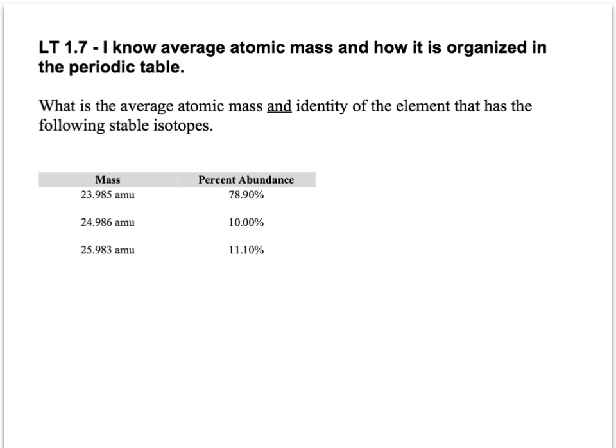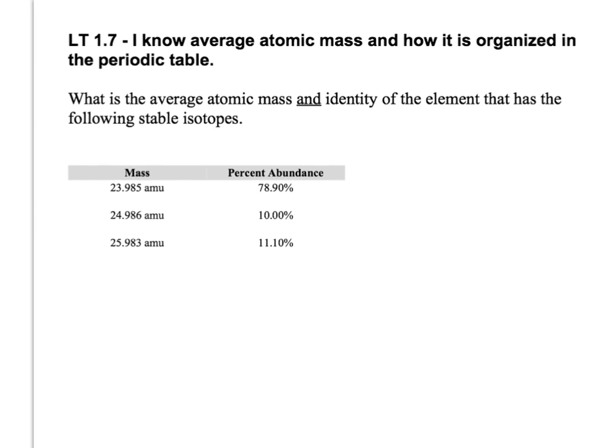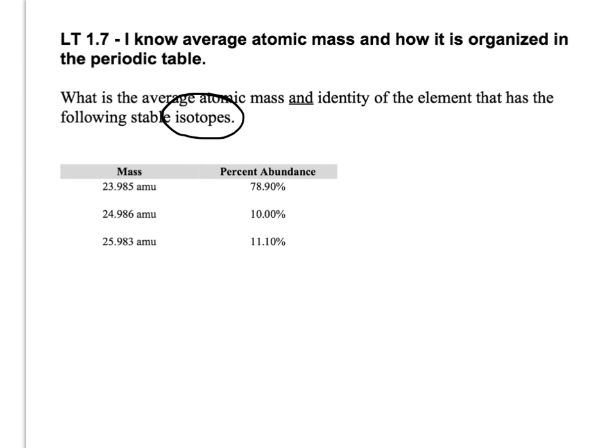So remember, isotopes are atoms that have different amounts of neutrons. Since they have a different amount of neutrons, they also have a different mass. So what we know is the percent abundance and the mass of 3 specific isotopes of a certain element. We don't know the element. We're asked to identify the element and its average atomic mass.